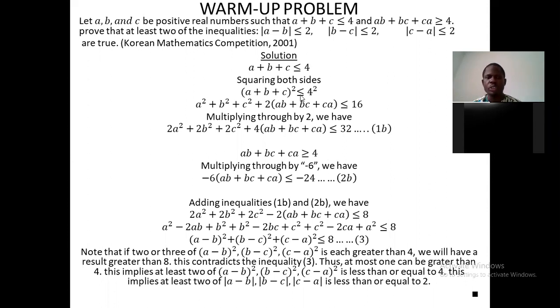All right, so squaring both sides, A plus B plus C all squared is less than or equal to 4 squared. Now we have done this in our previous classes. We've expanded this. So A plus B plus C all squared gives us A squared plus B squared plus C squared plus 2 into AB plus BC plus CA, less than or equal to 16. Now this is the inequality we have.